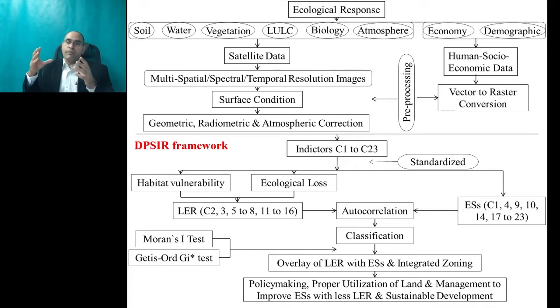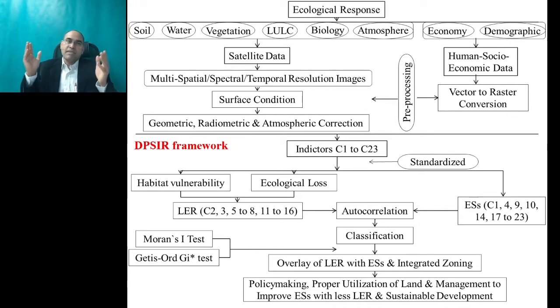By this type of work, we also make some statistical tests to identify how accurate we are, how good our data really is. In this way government or policymakers know the actual situation: where they have high risk, where they have low risk, where they have high ecosystem services, where they have low ecosystem services, and can make a good and balanced situation and easily develop and manage their natural resources. So the result, when we overlap LER with ES, is that we can make proper utilization of land and management to improve ecosystem services with less ecological risk and sustainable development.